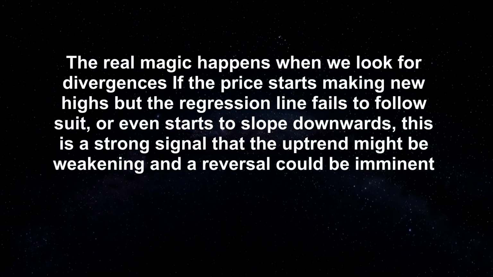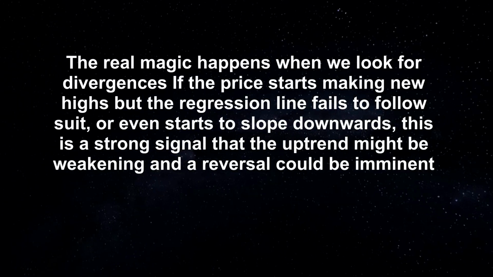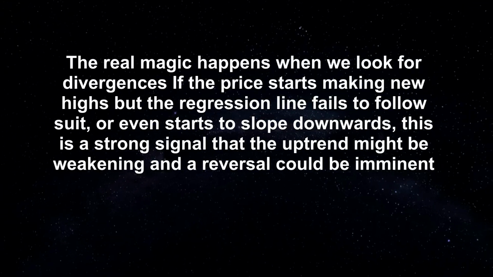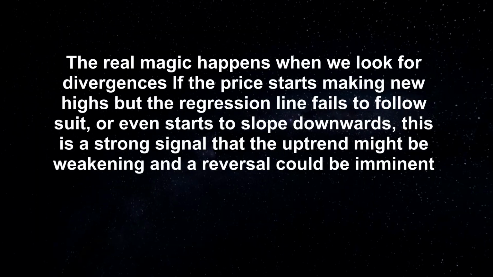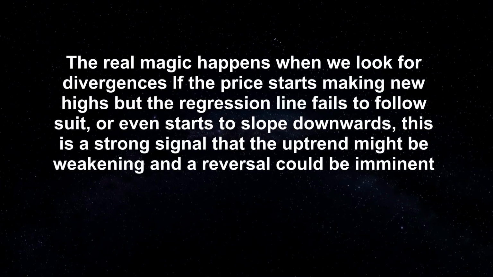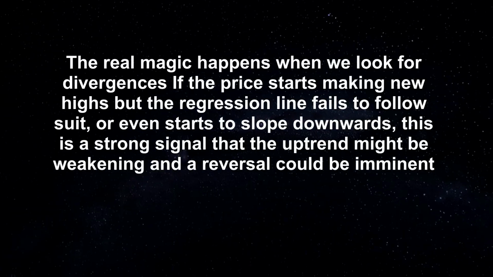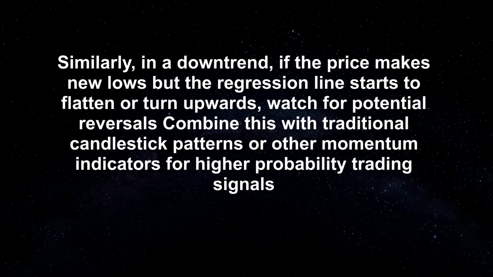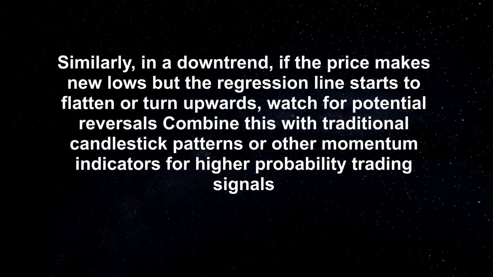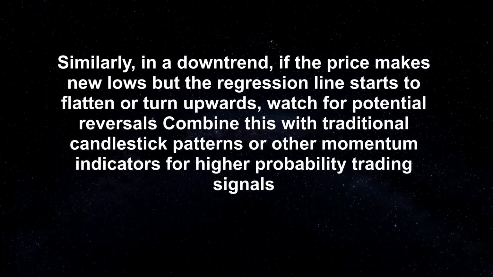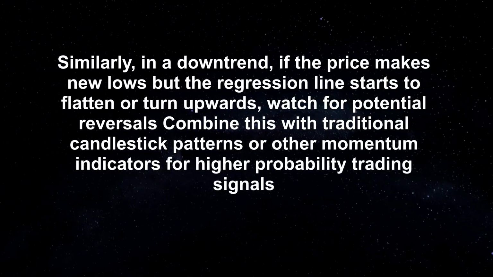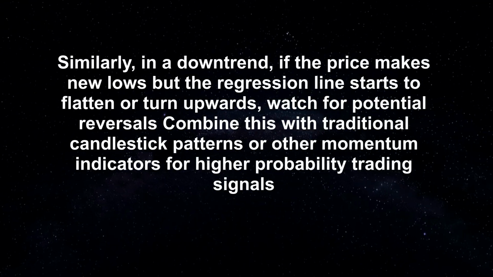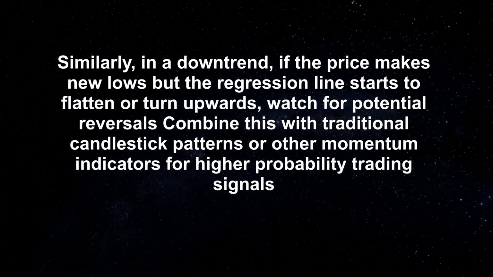The real magic happens when we look for divergences. If the price starts making new highs, but the regression line fails to follow suit, or even starts to slope downwards, this is a strong signal that the uptrend might be weakening and a reversal could be imminent. Similarly, in a downtrend, if the price makes new lows, but the regression line starts to flatten or turn upwards, watch for potential reversals. Combine this with traditional candlestick patterns or other momentum indicators for higher probability trading signals.